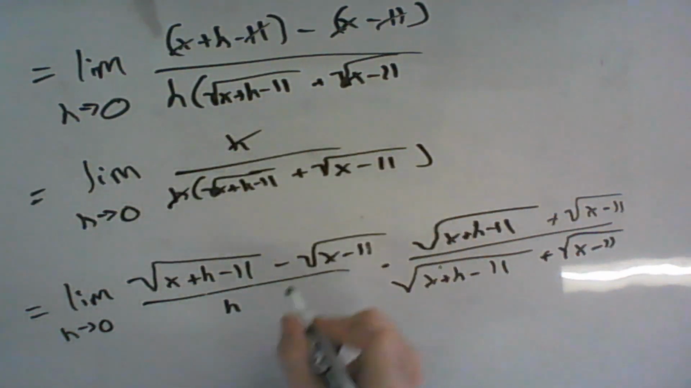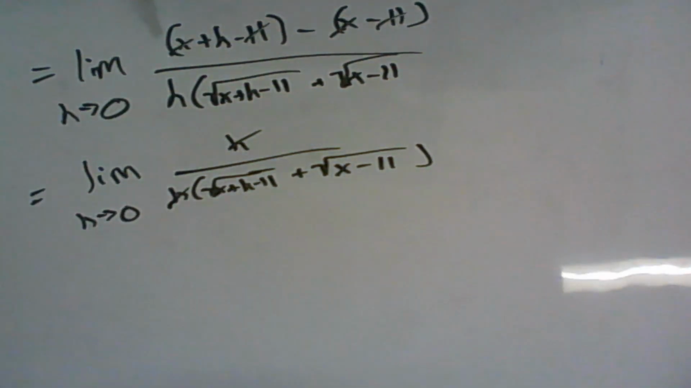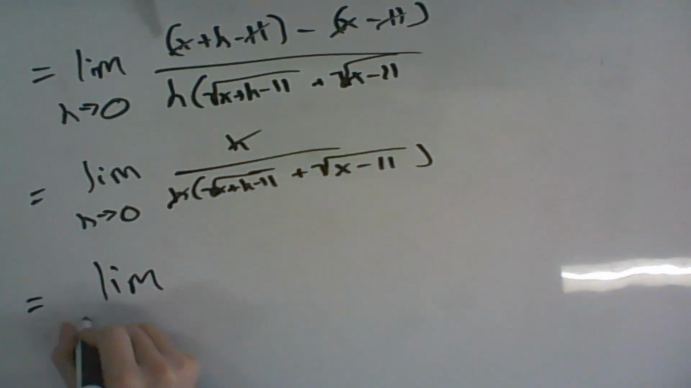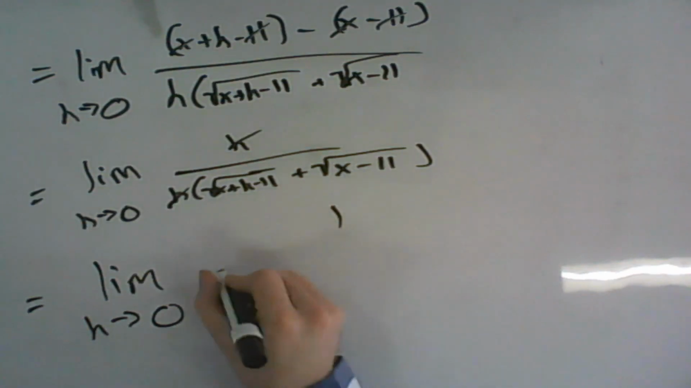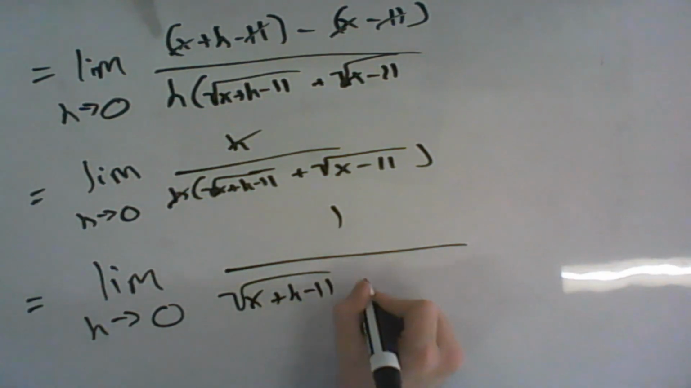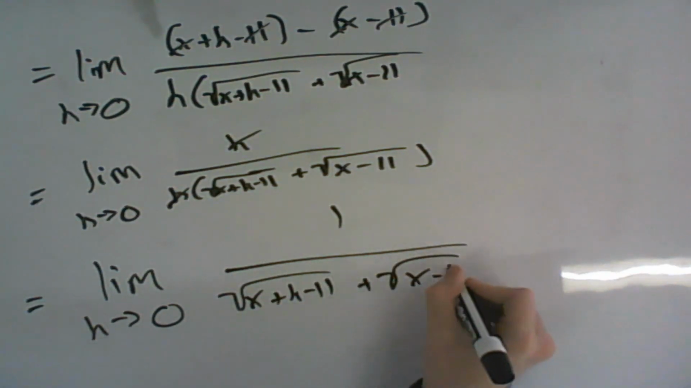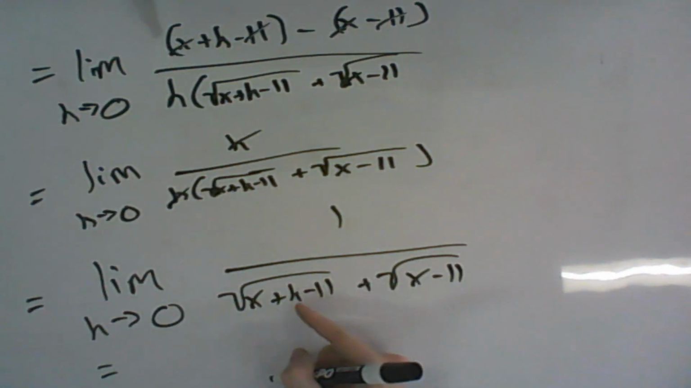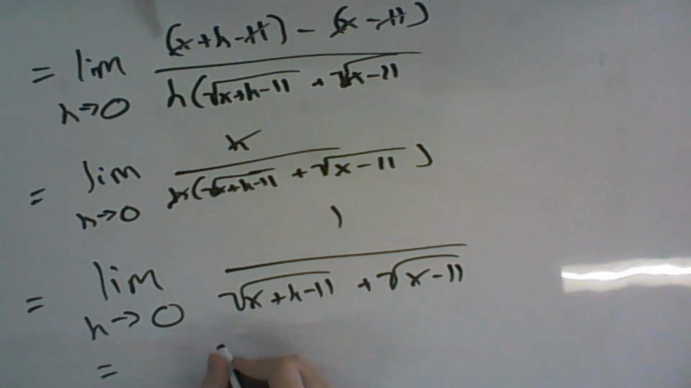So the h is canceled. So we're going to be left with the limit as h approaches 0 of 1 divided by square root of x plus h minus 11 plus the square root of x minus 11. And what does this become? Let's plug in h equals 0. So we get x minus 11. So we get 1 over square root of x minus 11 plus square root of x minus 11.